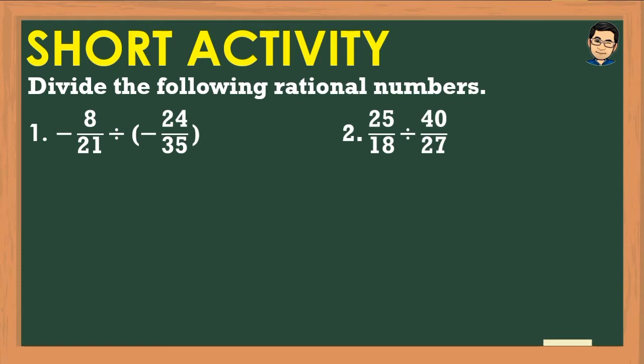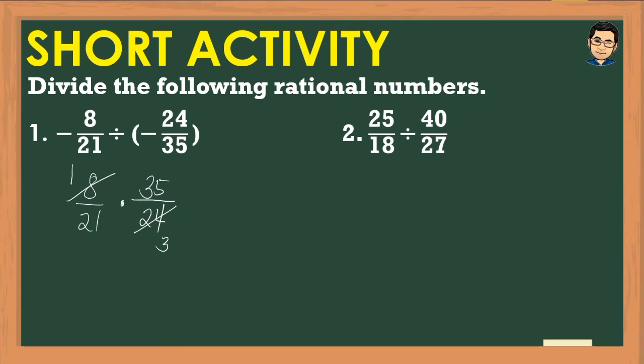So pwede na po nating i-write as 8 over 21 times the reciprocal of 24 over 35, that is 35 over 24. Reciprocal, so kung anong term na nasa numerator, ilagay sa denominator. Yung nasa denominator, ilagay sa numerator. Yun lang po yung reciprocal. And then, we multiply them. Cross multiplication. 8 tsaka 24, yung GCF is 8. 8 divided by 8, that is 1. 24 divided by 8, that is 3.